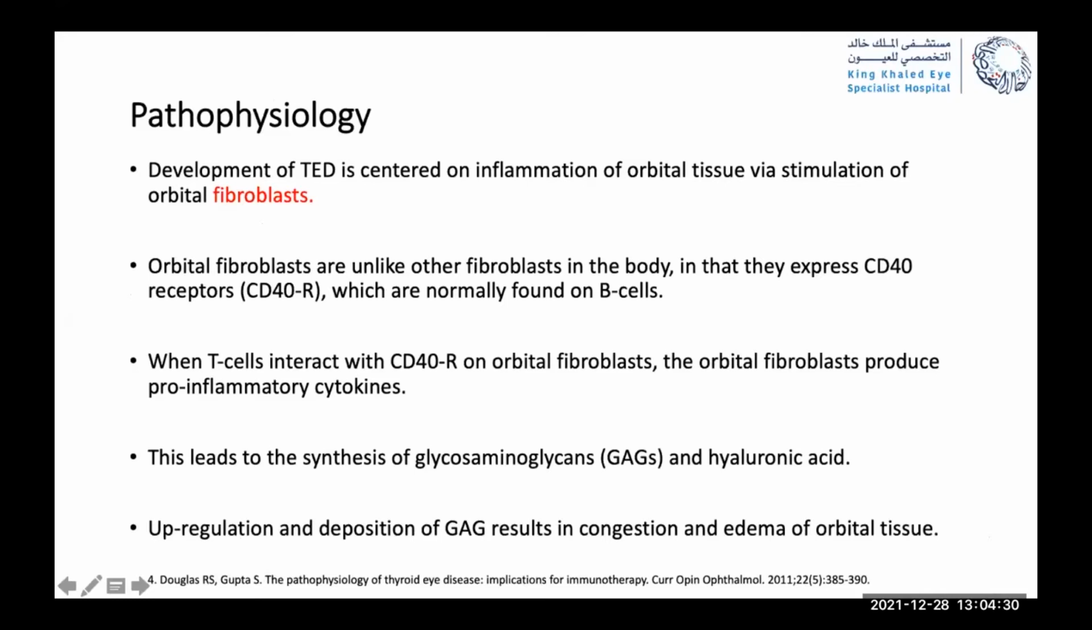In regard to pathophysiology, development of thyroid eye disease is centered on inflammation of orbital tissue via stimulation of the orbital fibroblast. Remember the fibroblast. Orbital fibroblasts are unlike other fibroblasts in the body, in that they express CD40 receptors, which are normally found on B cells. When T cells interact with the CD40 receptor on orbital fibroblasts, the orbital fibroblasts produce pro-inflammatory cytokines. This leads to the synthesis of glycosaminoglycans and hyaluronic acid. Upregulation and deposition of glycosaminoglycans lead to orbital tissue edema.